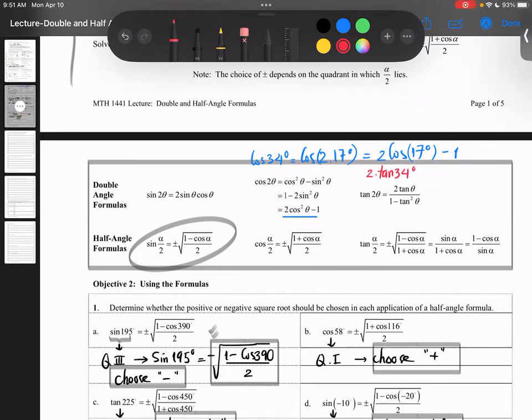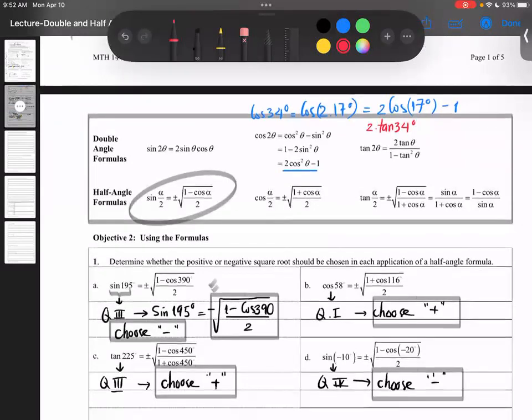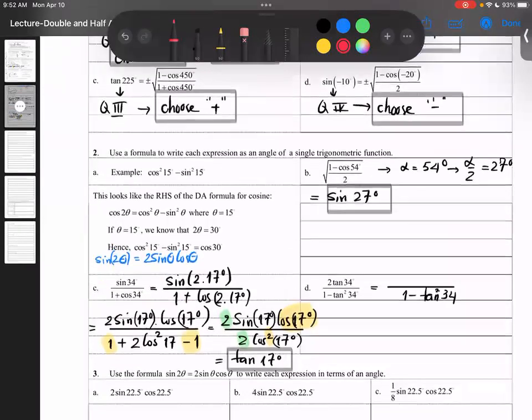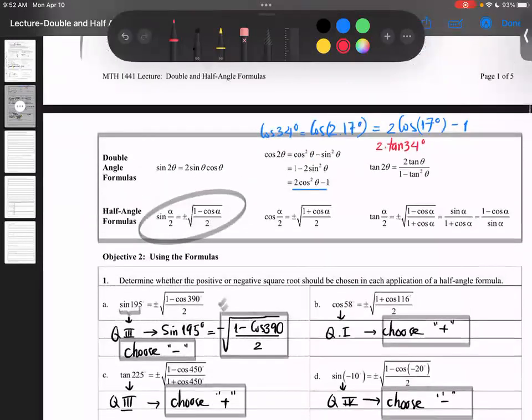Is there anything that you can see there? Yeah, right? The thing is, if you let 34 degrees be 2 theta, that means theta equals what? 17, right? 2 times 17, 34. But we don't want 17, do we? We have 34 in the denominator. So we want to keep that 34.